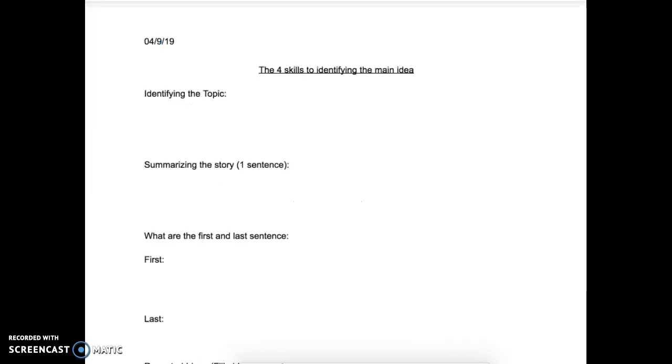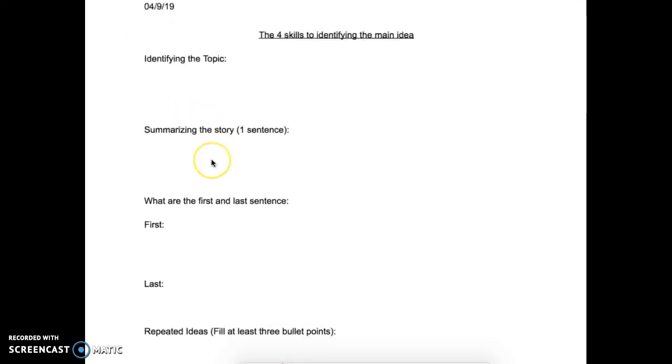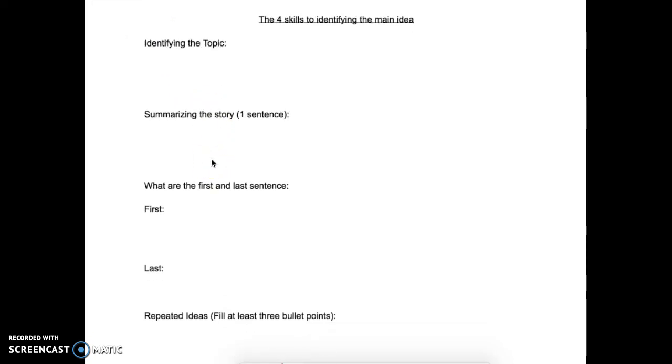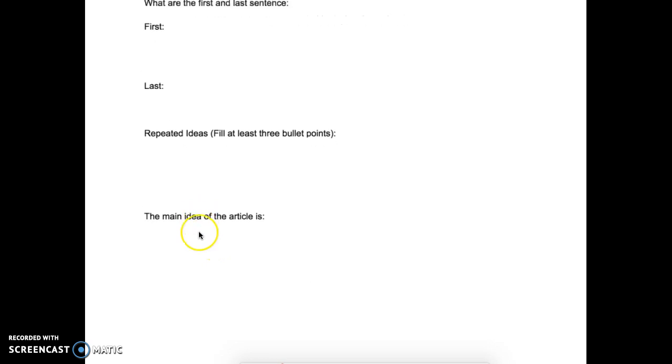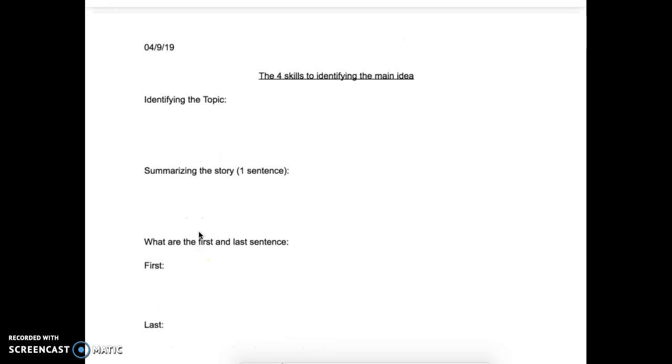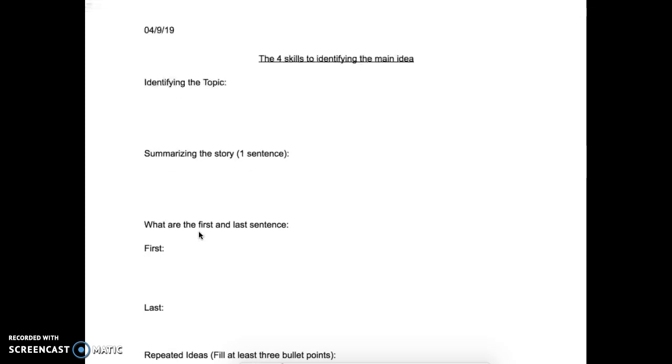So here we are at the worksheet. And as you know, typically I go through each of these and we talk about them, but as I loosen the reins, because it is April, I want to see where you are at. We've been doing this for a few months now. I want to see where you're at with your understanding and ability to accomplish these tasks and then eventually identify the main idea of the article. I'm going to leave this blank and let you fill it out on your own. Be sure to directly quote from the article and make sure that you are thorough.